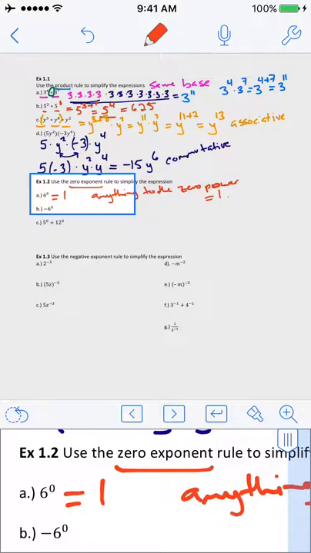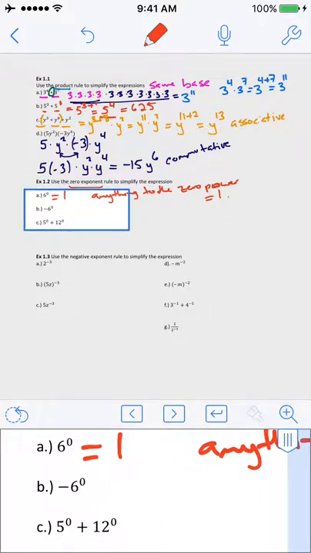No matter what it is, anything to the 0 power is equal to 1. Let's look at this next question, though. Let's see very specifically what we are talking about here. I'm not talking about negative 6 to the 0 power. Here I have the negative of 6 to the 0 power. Watch out. When you're dealing with exponents, you may have to look very, very carefully about where your parentheses lie.